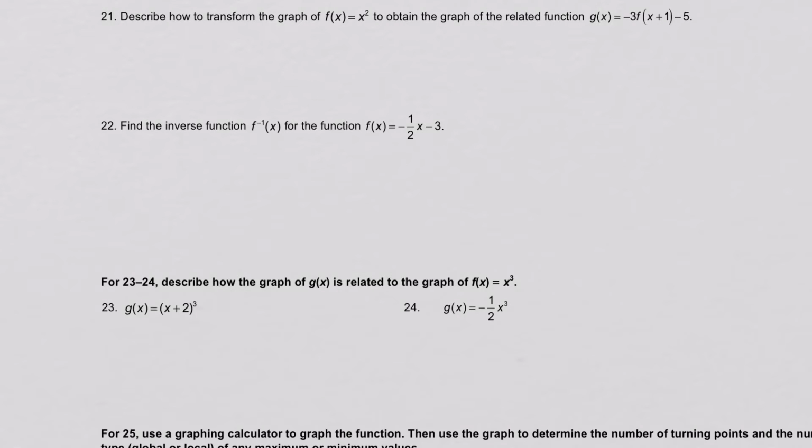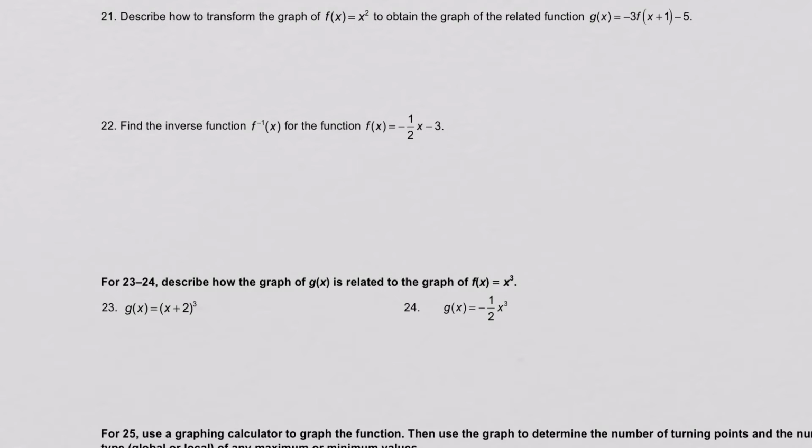Okay, here we go. Let's continue on number 21 to finish this review. Number 21 says, describe how to transform the graph of f of x equals x squared to obtain the graph of the related function g of x equals negative 3 f of x plus 1 minus 5.